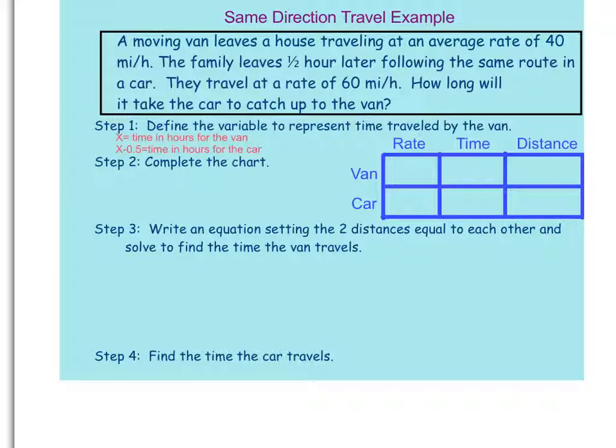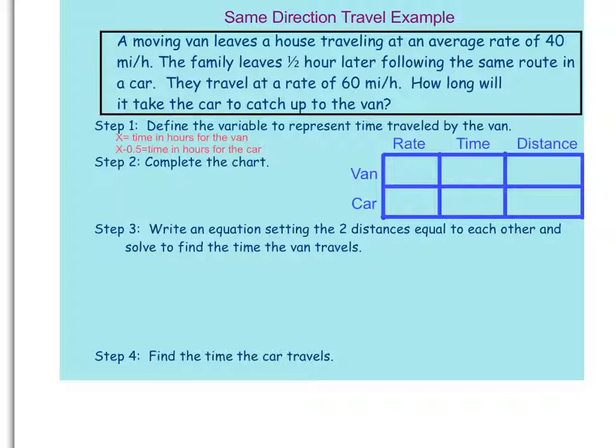So by the time they catch up to each other, the car will have traveled for half an hour less than the van. And remember, there's a reason why we're not using x minus 30, if you were thinking 30 minutes later, because the rate that we're given is in miles per hour. So you want to define your variables in that same way. And then we can start filling in the table.